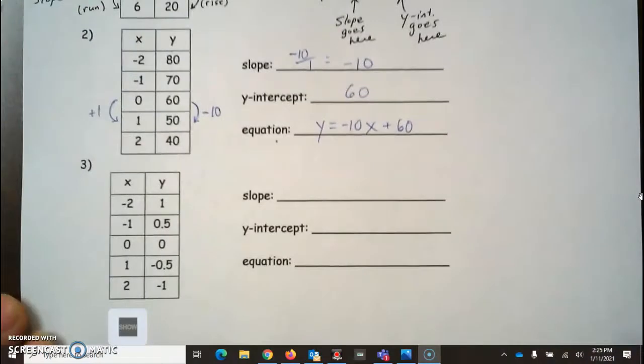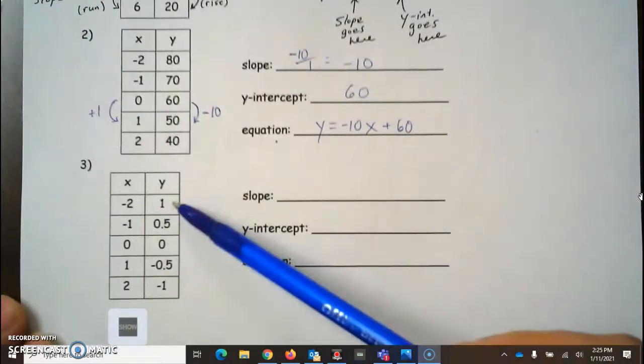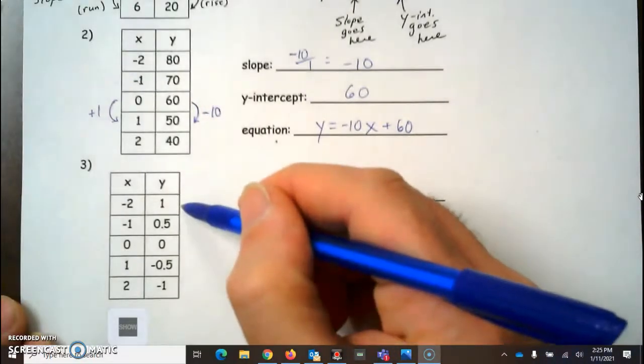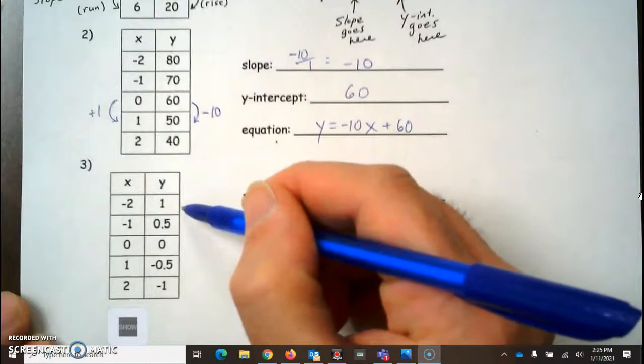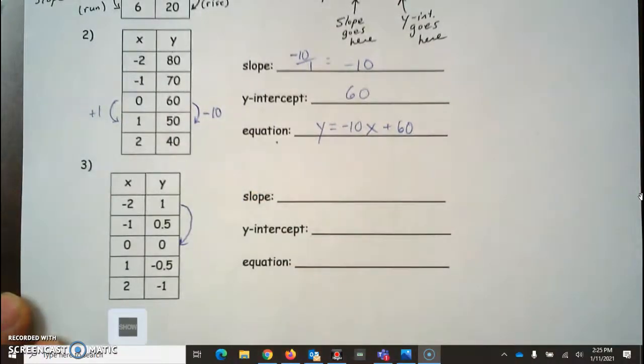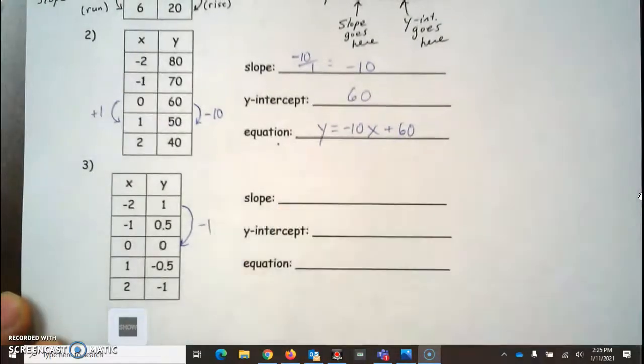Okay, now we have some decimals. I'll show you a little something you might like. If you don't want to deal with these decimals, you can jump over them. And if you're wondering, are you allowed to do that? Yes, or I wouldn't be showing you. So I'll just go from here. From 1 to 0 is down 1.